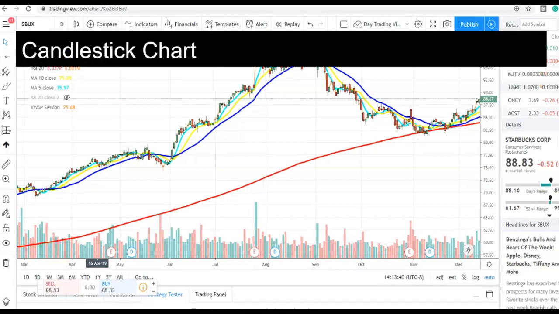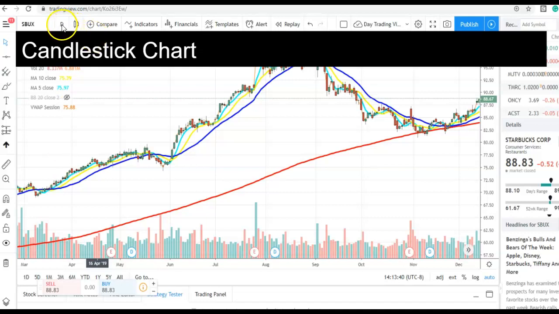And then the favorite and the most used chart for day traders, technical people who utilize technical analysis, is this here, the candlestick chart. Candlestick chart is extremely important. This will be your lifeline.